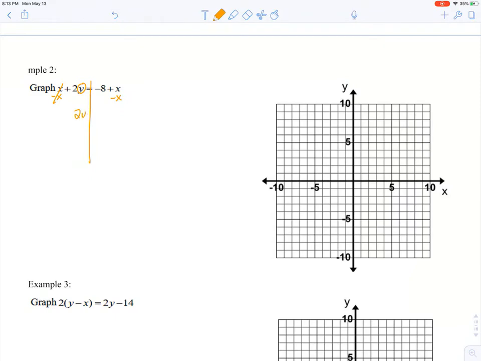I'm left with 2y. But same thing over here. I have an x and I'm subtracting an x. 1x minus an x is going to give me 0 x's. So I'm really left with 2y is equal to 8. Okay, my x's just disappeared because I subtracted 1x from both sides. Okay, now my last step is to divide by 2, right? So this is like a regular equation. I'm left with y is equal to 4.